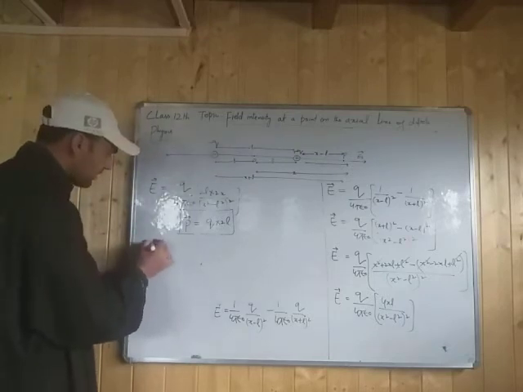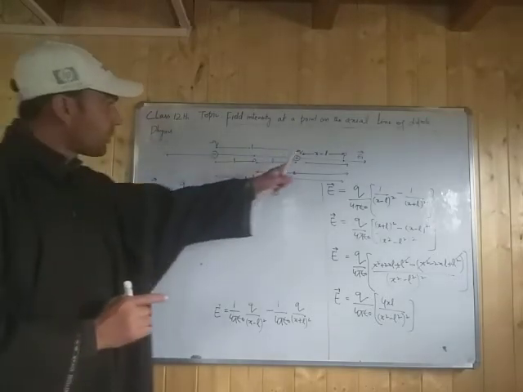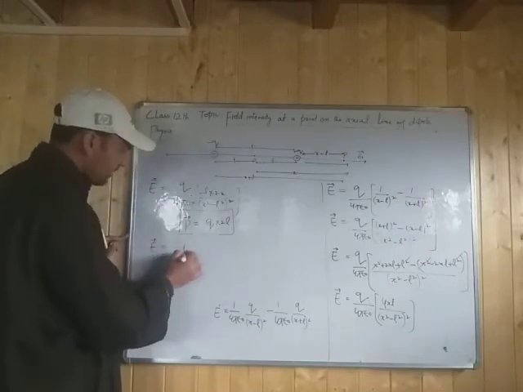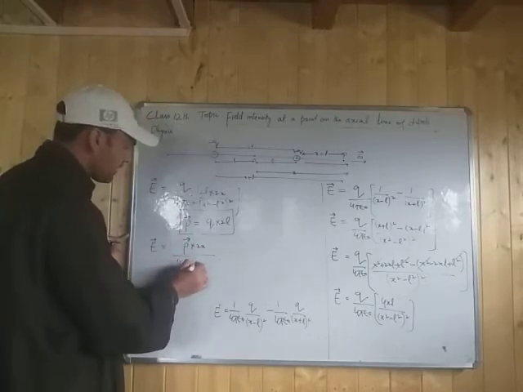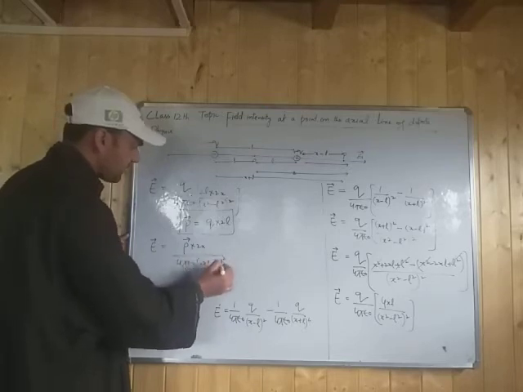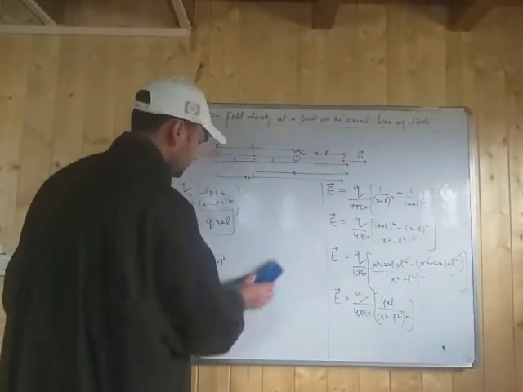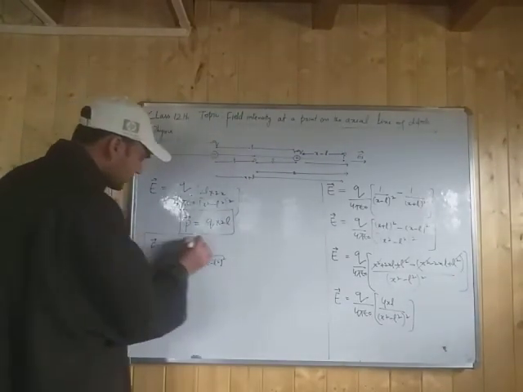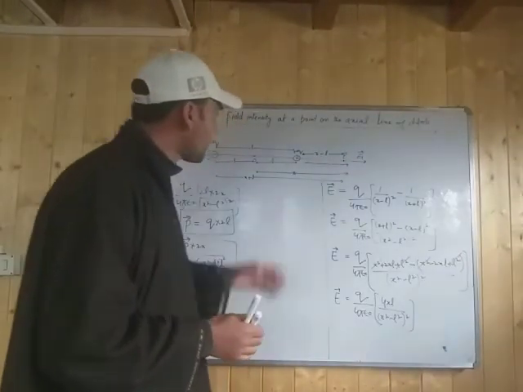So the electric field intensity at point P due to an electric dipole will be E is equal to P into 2x divided by 4 pi epsilon naught into (x square minus L square) whole square. So this is the exact relation for the electric field intensity at point P due to an electric dipole.